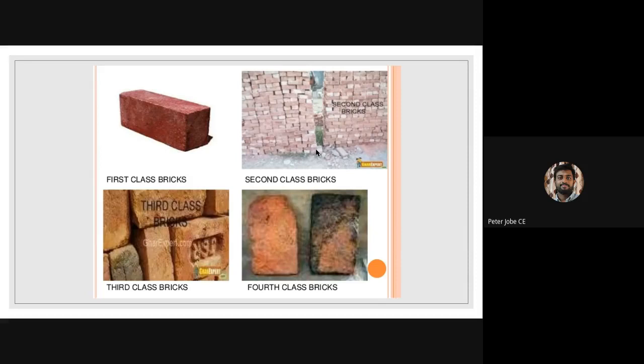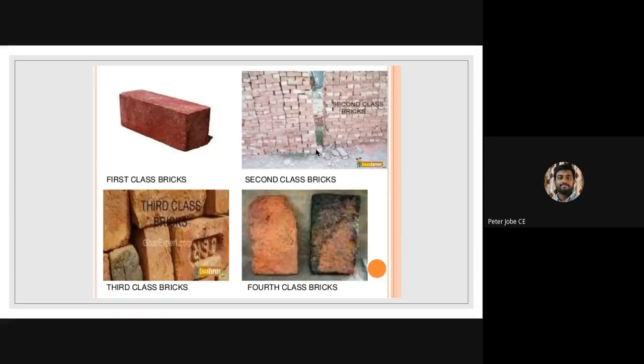And in first class bricks, we can expose it directly to the atmosphere, because the moisture absorption or water absorption property of first class brick will be very low, and that absorption of water won't affect the strength of the wall as a whole. So for first class bricks, we won't be using any plastering, but for second class bricks, it becomes necessary if you want to give a proper aesthetic appearance, and also if you want to have a durable construction, we'll provide plastering.